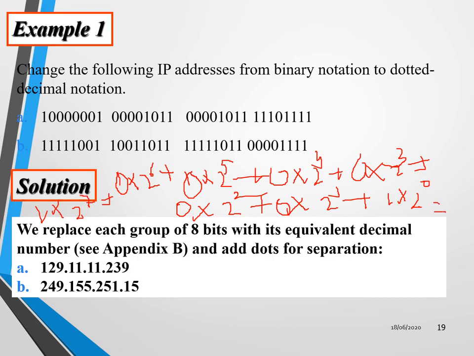The other method that I have told you earlier is the shortest method: 1 and 1 is 2, 2 and 2 is 4, 4 and 4 is 8, 8 and 8 is 16, 16 and 16 is 32, 32 and 32 is 64, and 64 and 64 is 128. Students, here what we will do is add the powers wherever there are ones. This is 128 and this is 1, so it is 129. So we replace each 8 bits with its equivalent decimal number and add dots for the separation.